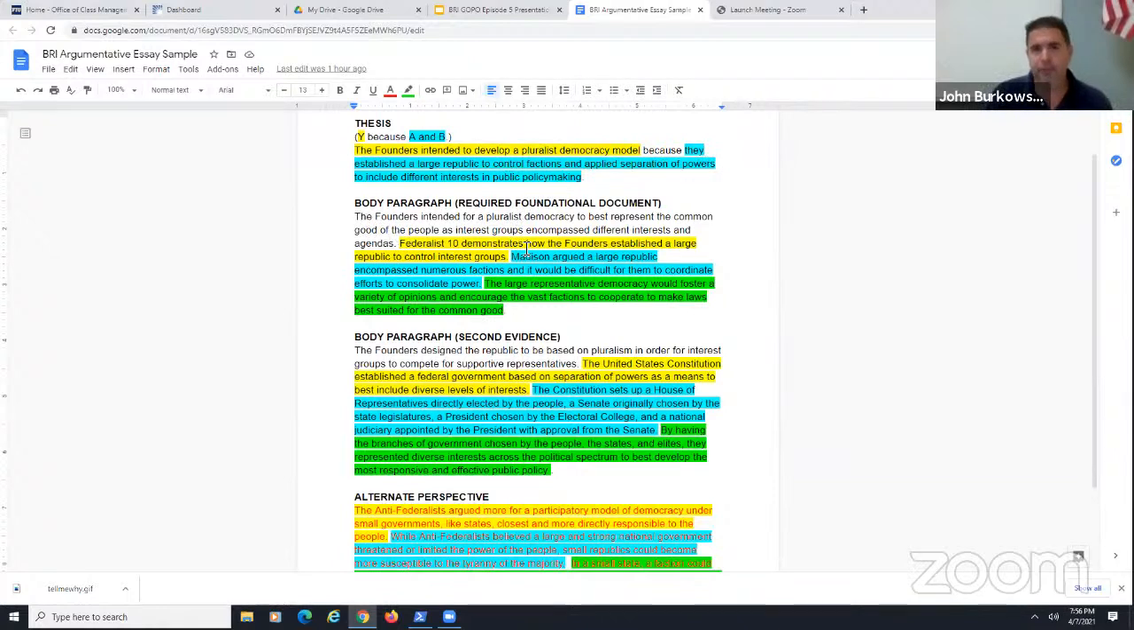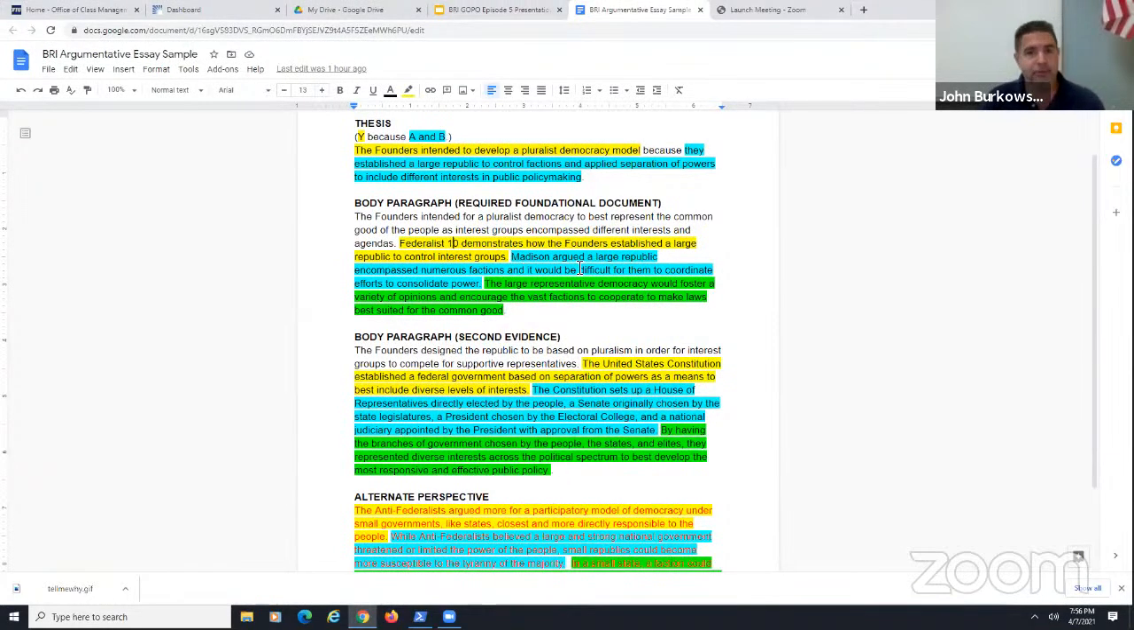So here's the body paragraph. This is a required foundational document, so I went with Federalist 10. I had a topic sentence here: founders intended for pluralist democracy, kind of reiterating the question. To represent the common good, interest groups encompass different interests in general. Federalist 10, very specific. Federalist 10 demonstrates how the founders established a large republic to control interest groups. Going with that analytical category.